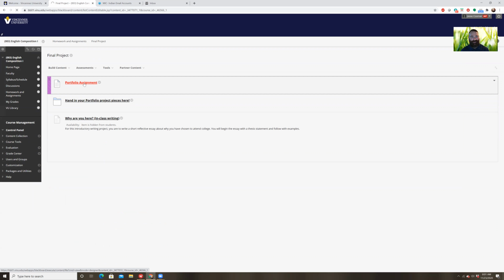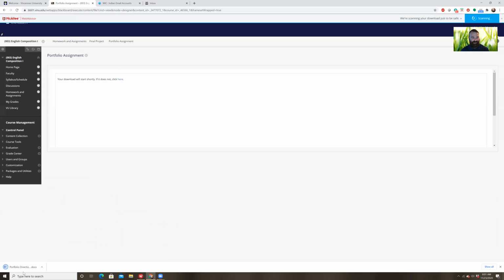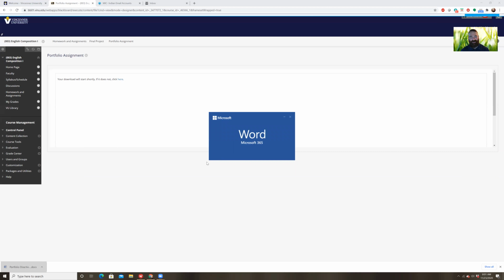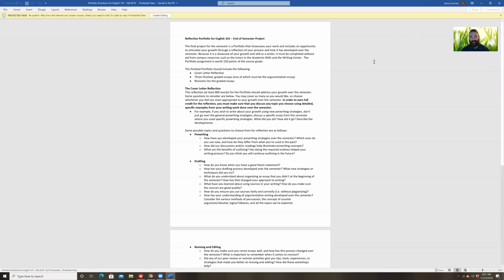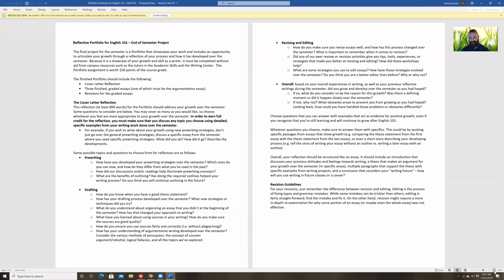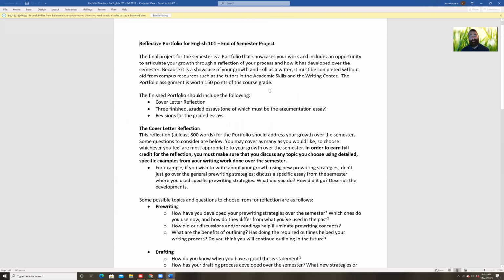So the portfolio assignment, let's just go through this real quick. There are two portions in this portfolio assignment, and we'll cover this really quickly today. Essentially, this is your final. It counts for 10% of your grade. So that's like a midterm or a final, or actually 150 points. So 15% of your grade. Wow, I forgot about that. So, all right, 15% of your grade is this final project.